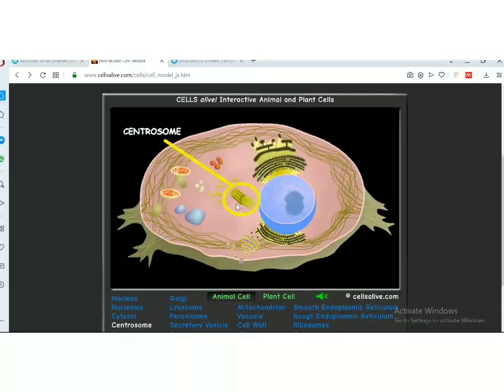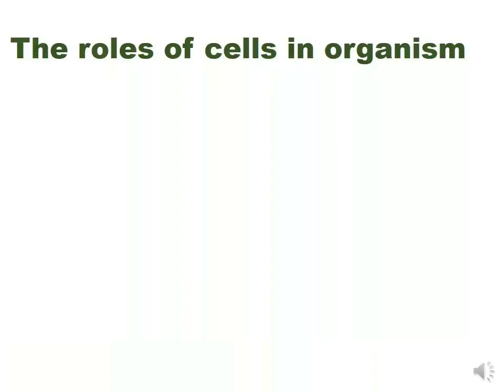And another important feature of an animal cell is that it has two tube-like, cylindrical structures, which are called centrioles, and these two cylindrical structures remain inside the centrosome. The main function of the centriole is to form the aster rays during cell division. Now let's learn what are the roles of cells in an organism.